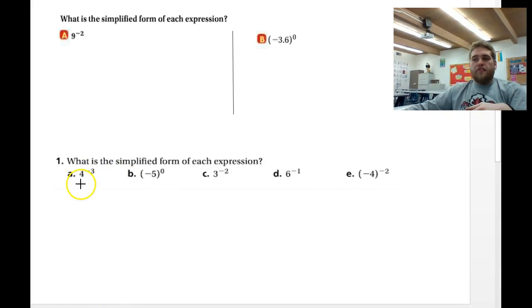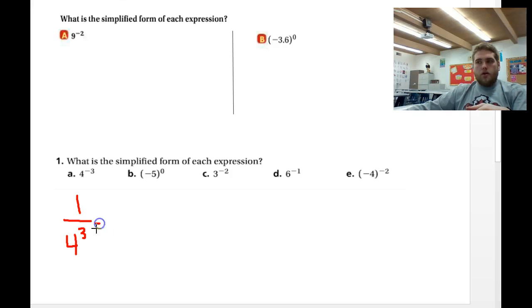So on A, I've got 4 to the negative third. Well, I have that negative exponent. When you see that negative exponent, you need to think, okay, it's negative on top, I need to bring it to the bottom. So I write 1 on top, and then my 4 to the negative 3 moves down, so it's 4 to the positive 3. So 1 over 64. Now on B, I have negative 5 to the 0 power. Well, what's any number in the world to the 0 power? That's just going to be 1. For C, I've got negative 2, so I need to think, negative exponent, what do I do? Bring it to the bottom, so that's 1 over 3 squared. When I bring my exponent down, it becomes positive, and 3 squared is 9, so it's 1 over 9.